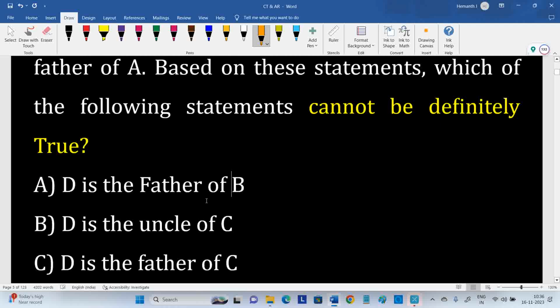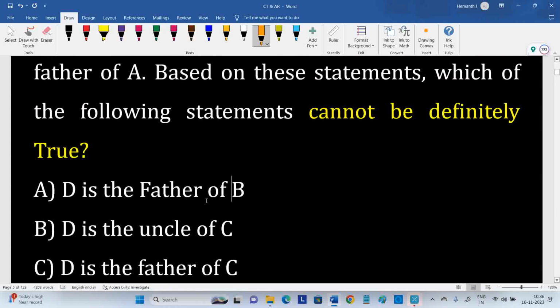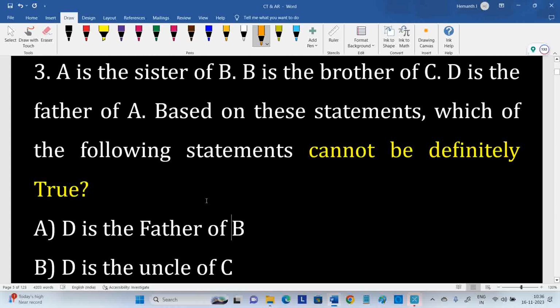Now the options are like this. D is the father of B, D is the uncle of C, D is the father of C. Which is false? Option B, B for Bombay, right? So you just check it out. Okay, A is sister of B. This will not take 1 minute also. They updated all the questions right now to make sure you will take only 1 minute to go ahead.